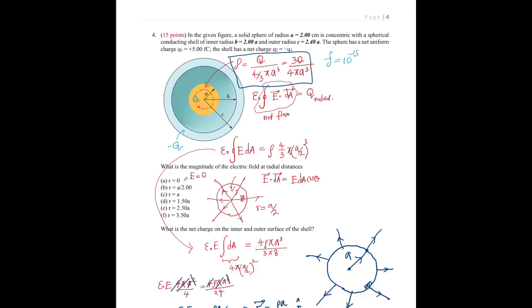So let's do it really quick. Epsilon naught times, we know that E dot dA is E dA, E is constant, so you can take that out. The integration of dA is the surface area of this sphere, and the charge enclosed by this sphere is Q, which is 5 picocoulomb. So this is Q, positive charge. So E equals Q divided by epsilon naught times the surface area of the sphere, which is 4 pi A squared. E equals Q divided by 4 pi epsilon naught A squared. The direction is radially outward. So that is the electric field when R equals A.